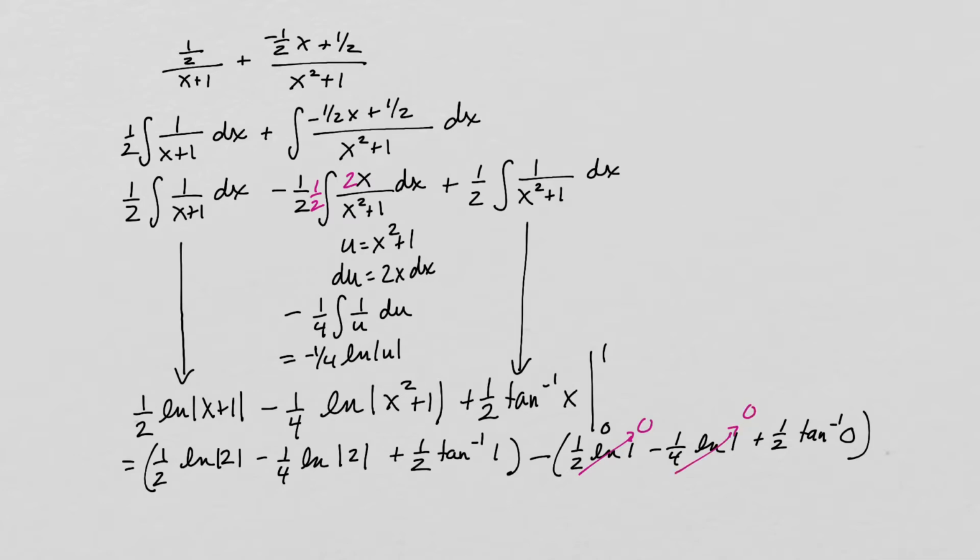How did I get inverse tangent? So 1 over x squared plus 1, that's just the very basic, the derivative of inverse tangent is 1 over x squared plus 1. So if you're integrating 1 over x squared plus 1, it's just going to be inverse tangent.